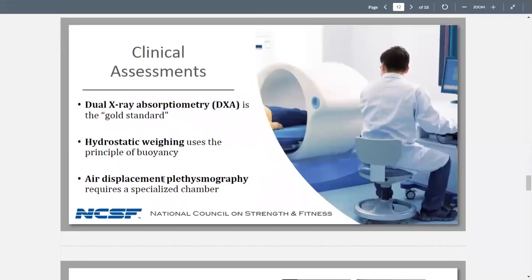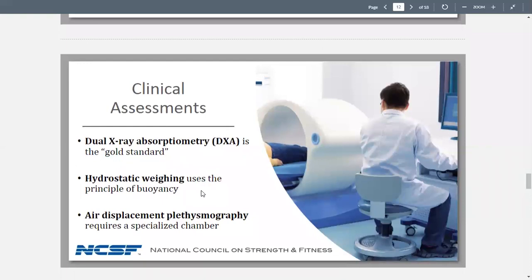Air displacement plethysmography requires a specialized chamber. You go into a certain chamber and they weigh you, or they kind of test the air. I'm not sure what they do. That's actually something I need to probably look up.